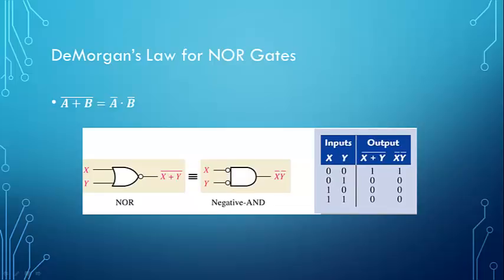Similarly, for our NOR gates, DeMorgan's law tells us that A NORed with B is not equal to A naught ORed with B naught, but rather A NORed with B is equal to A naught ANDed with B naught. So, same thing here, our NOR is equivalent to a negative AND. And again, in our truth table, the first column represents our NOR output, just as we learned it in the last node. But we see if we invert our inputs and AND them together, we get an equivalent relationship.